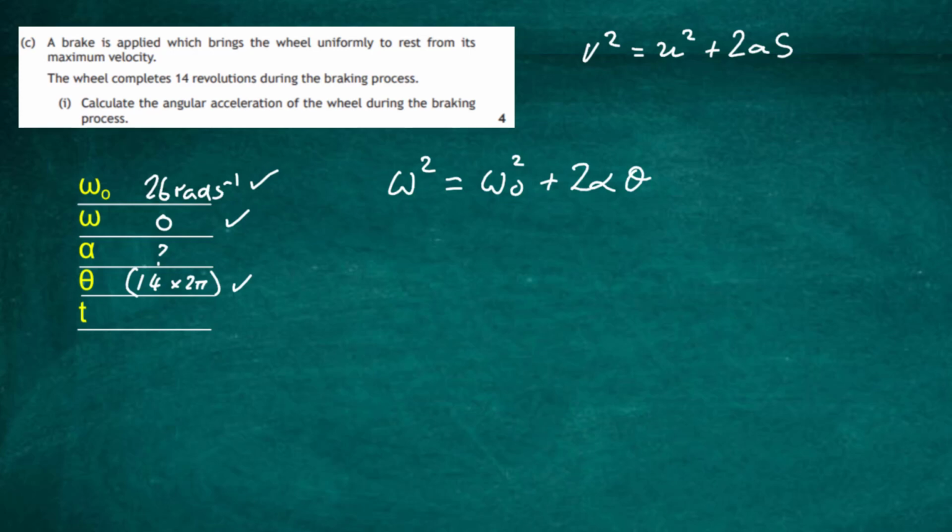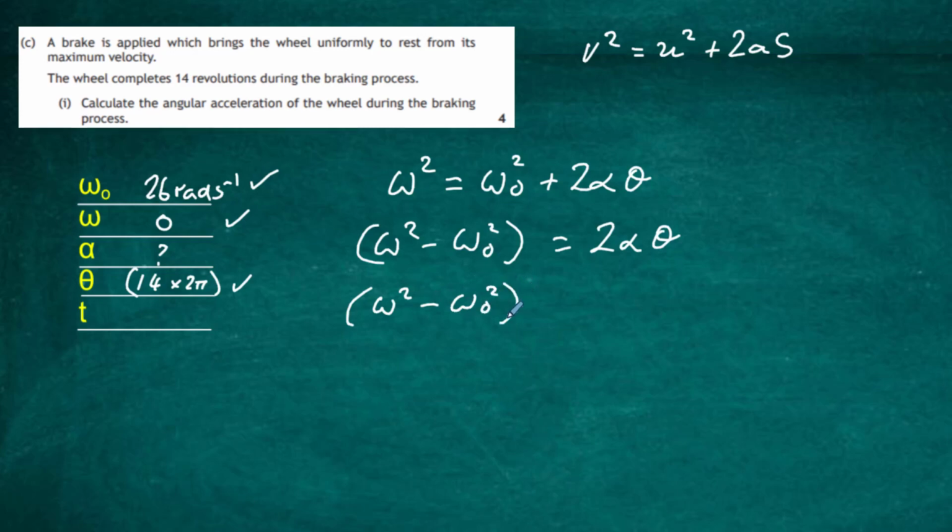So let's rearrange to find the expression in terms of alpha. We have omega squared, take away omega naught squared, I'll put that in a bracket, and that's got to be equal to 2 alpha times theta. We want to find alpha on its own, so we have to divide by 2 times theta, both sides, and we have this expression here, omega squared, final angular velocity, take away the initial angular velocity squared, and we're dividing that all by 2 times theta. Remember, theta is the amount of radians which the wheel has taken to come to a stop. So we put that number in, then that will give us a value for alpha.